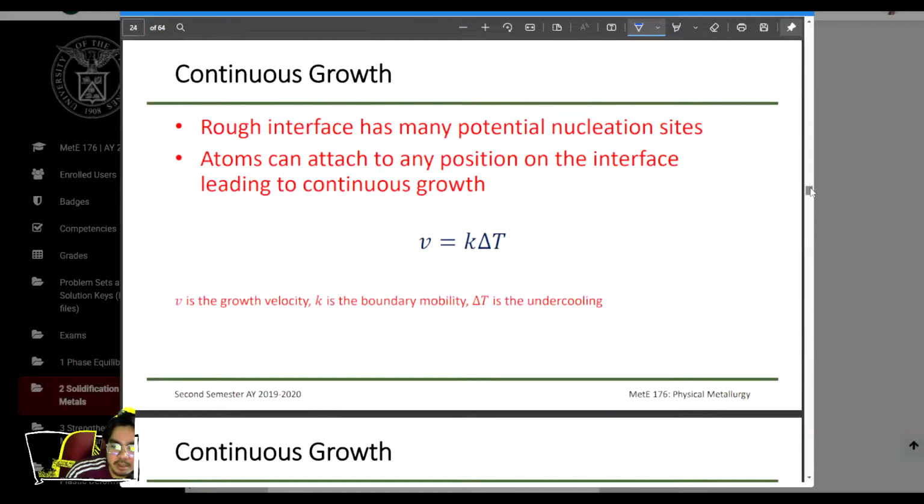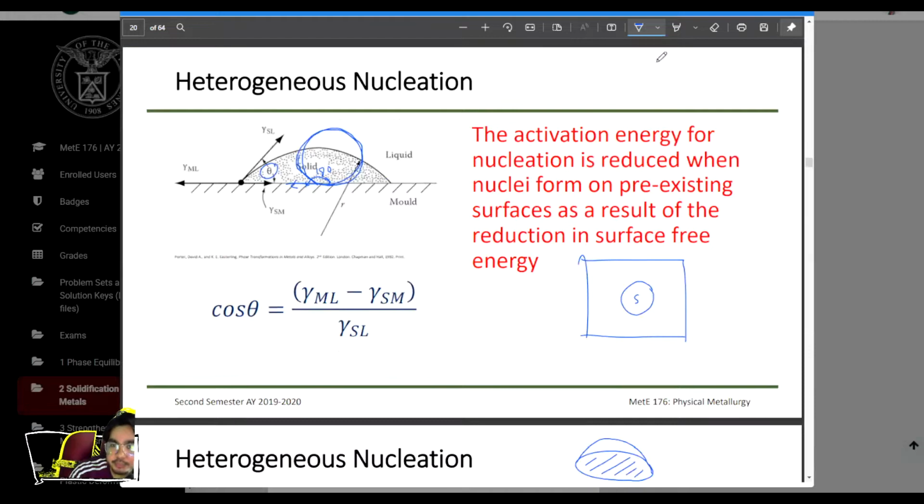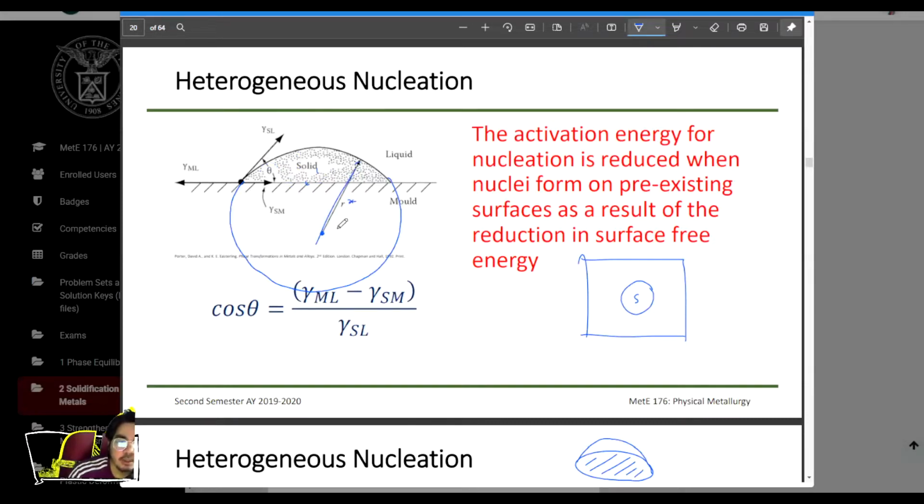Hindi naman nangyayari yon. So this is always smaller. Ibig sabihin, yung activation free energy for heterogeneous nucleation is always smaller. Therefore, in that sense, easier pa rin ma-achieve mo yung R star value, yung critical radius. Another way this can be imagined is, same pa rin yung R star value. Ito pa rin yung R na kailangan mo. So this is still the R star that is required to form the stable nuclei.